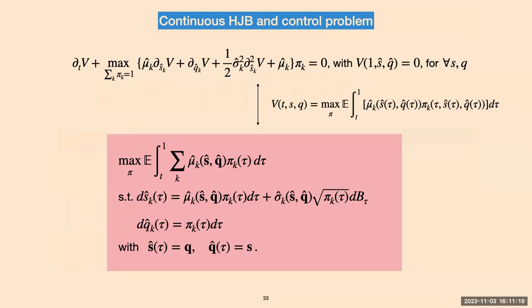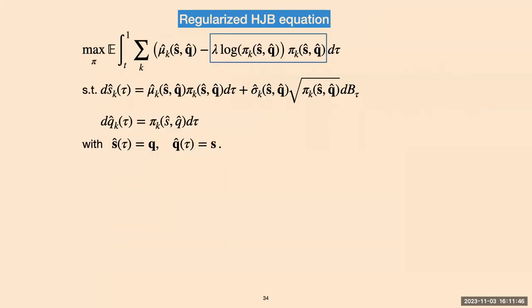First, this HJB equation corresponds to a stochastic optimal control problem. You can see we are trying to optimize the reward, and the cumulative reward is controlled by the first moment and second moment and your policy. And the number of pulls is determined by your policy. And the regularized version is just to add a regularization term to the objective function.